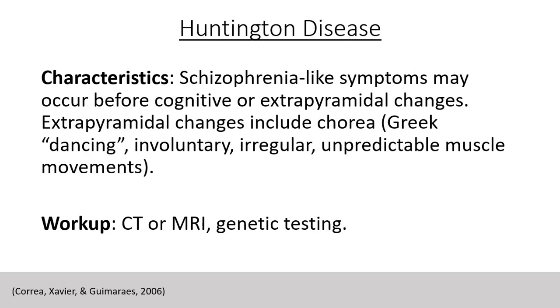In Huntington disease, schizophrenia-like symptoms may occur before cognitive or extrapyramidal changes. Extrapyramidal changes include chorea, which is a Greek word for dancing, and describes involuntary, irregular, and unpredictable muscle movements. The workup here would include a CT or MRI as well as genetic testing.